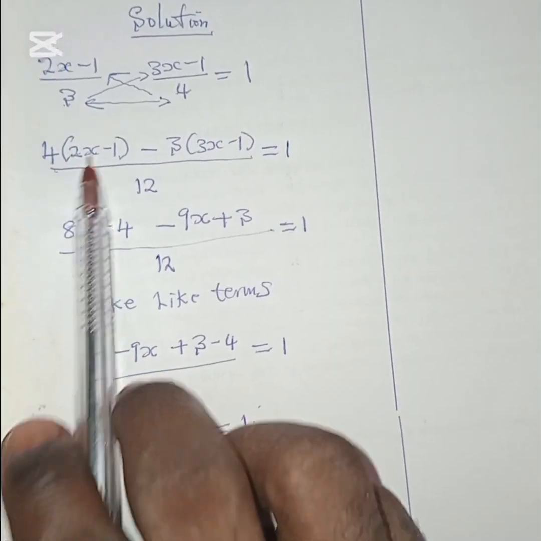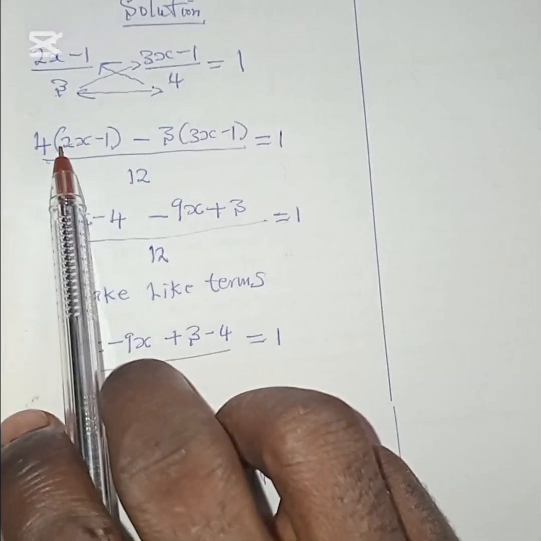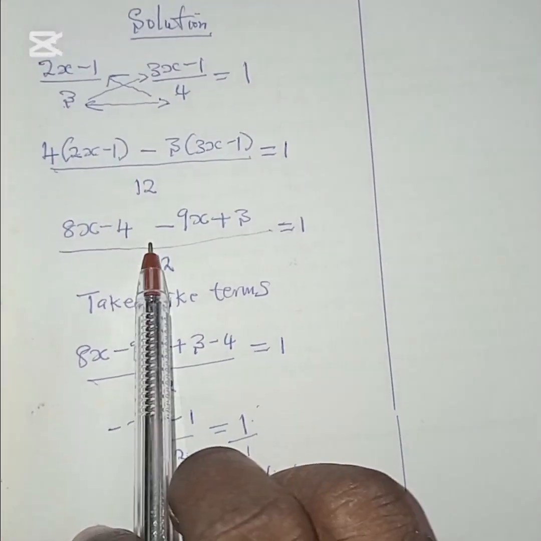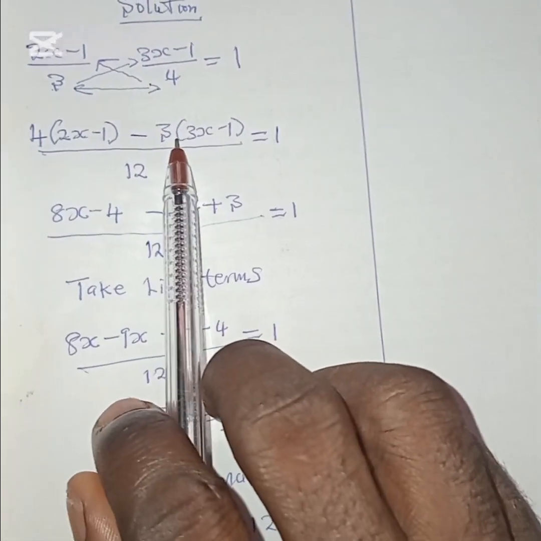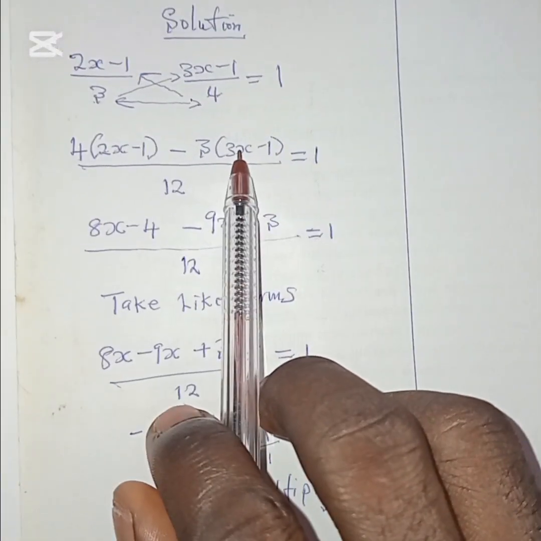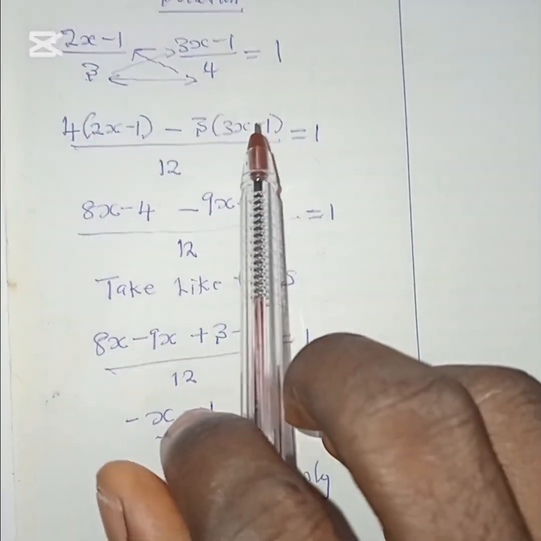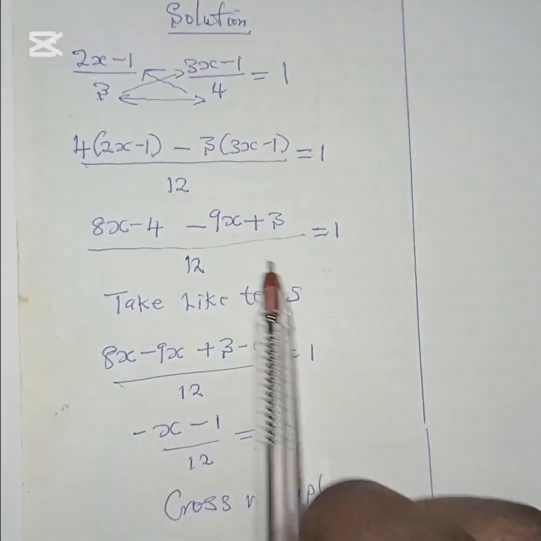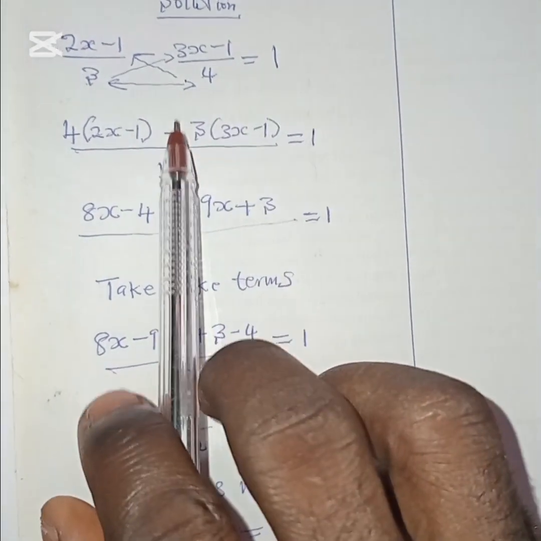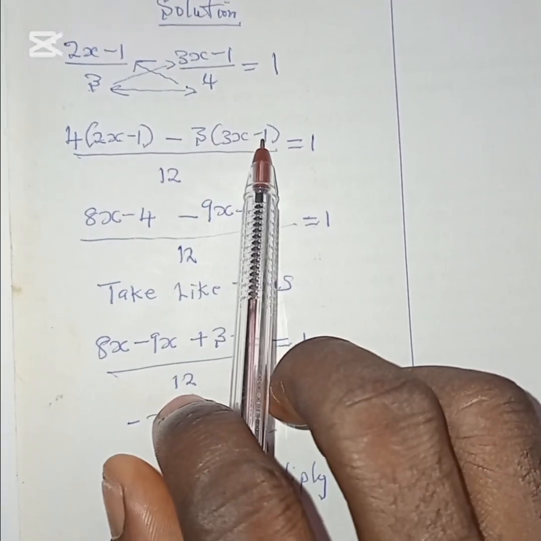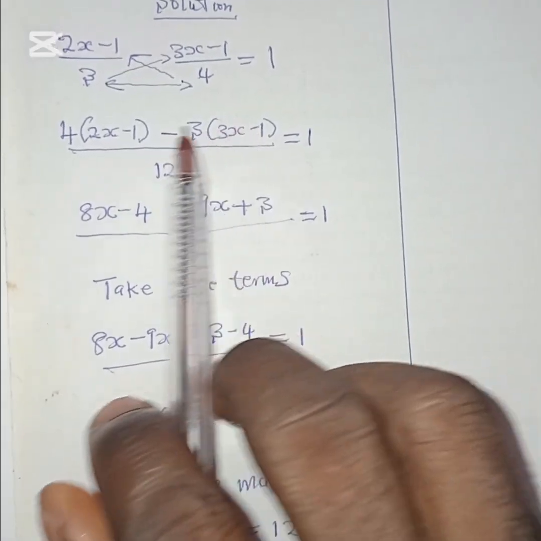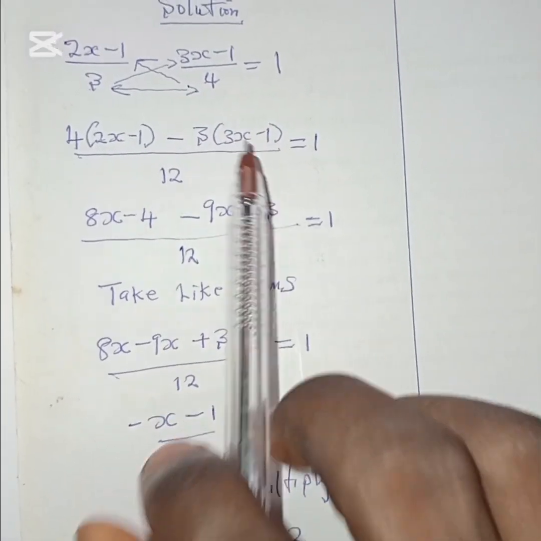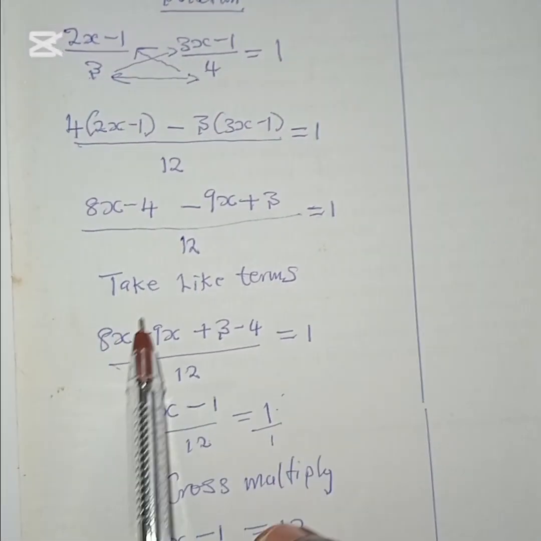Now let's go again. 4 multiply 2x will give you 8x. Now 4 multiply minus 1 will give you minus 4. The next thing, minus 3 multiply minus 3x will give you plus 9x. The next one, minus 3 multiply minus 1 will give you plus 3. Remember, two negative numbers multiplying themselves turn to a positive number. So all over 12.